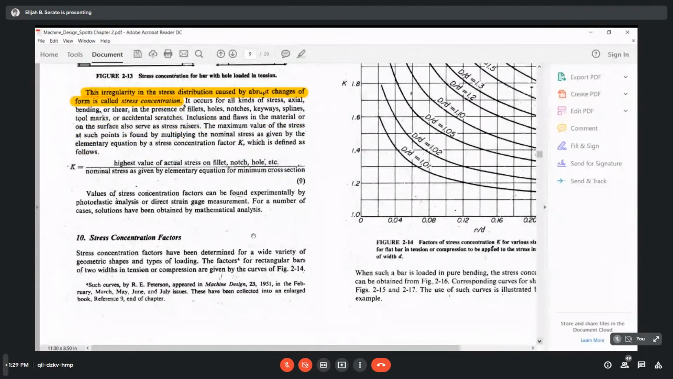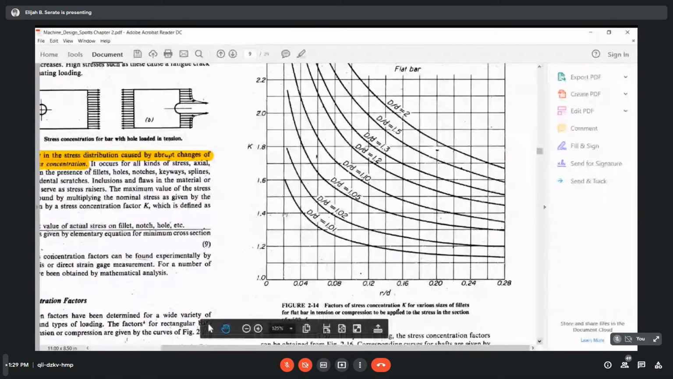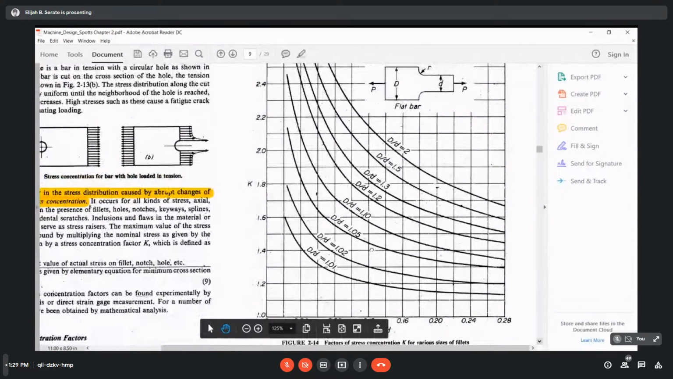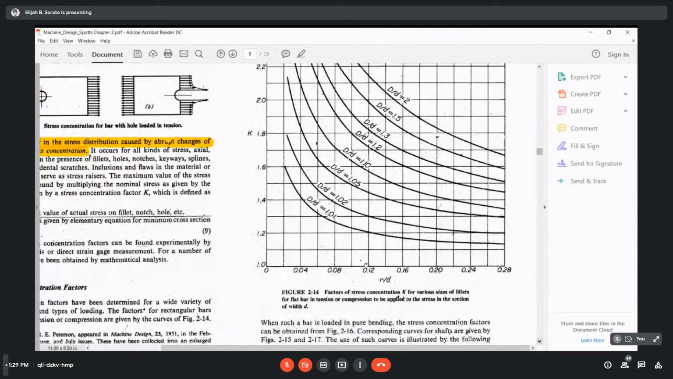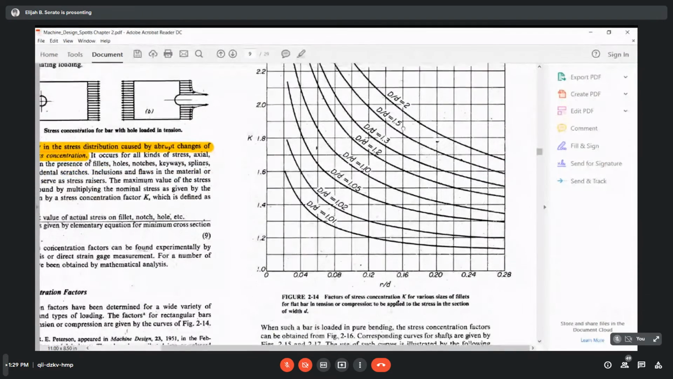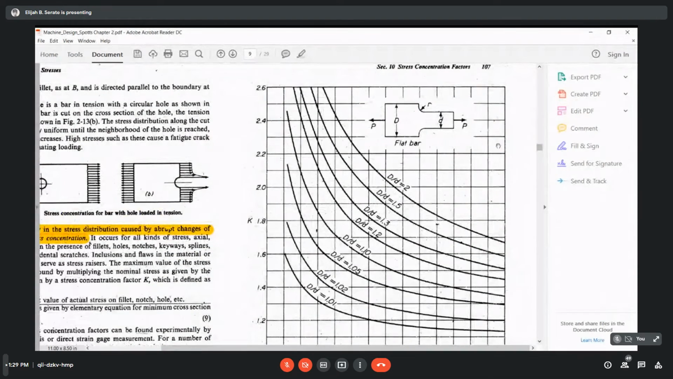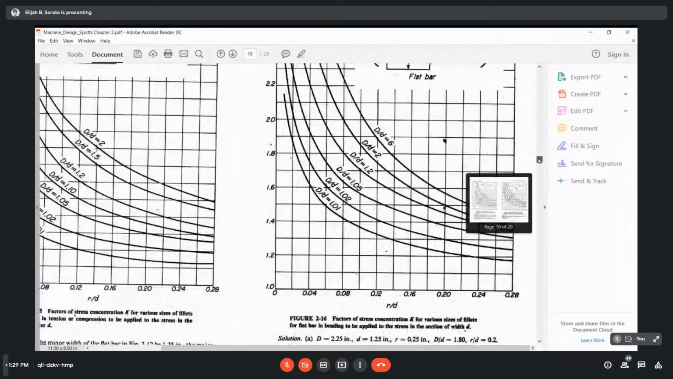So, stress concentration factors. You will have tables, there are actually tables that you can see. You have table 2-14. It is for a flat bar with a tensile load.